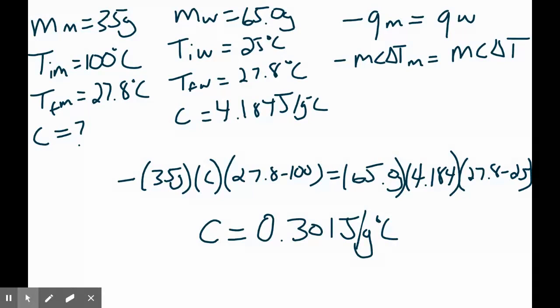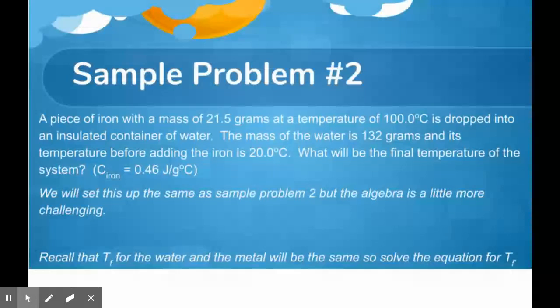So make sure you check your math on this, that you can do it correctly, and get the correct answer for this before you move on.